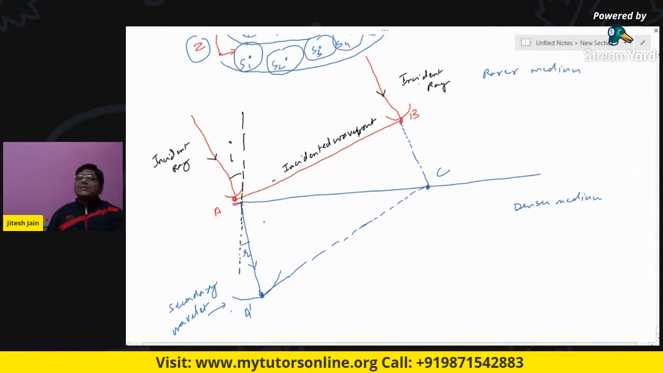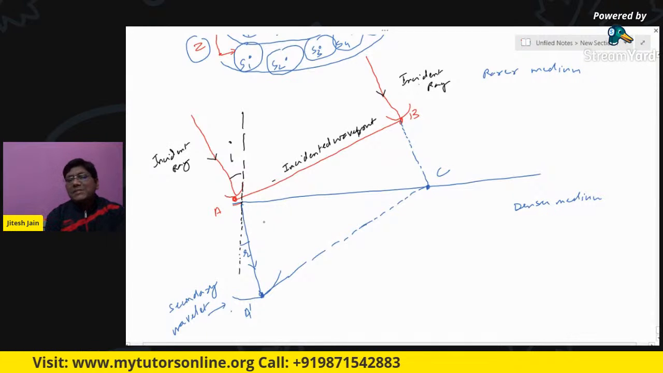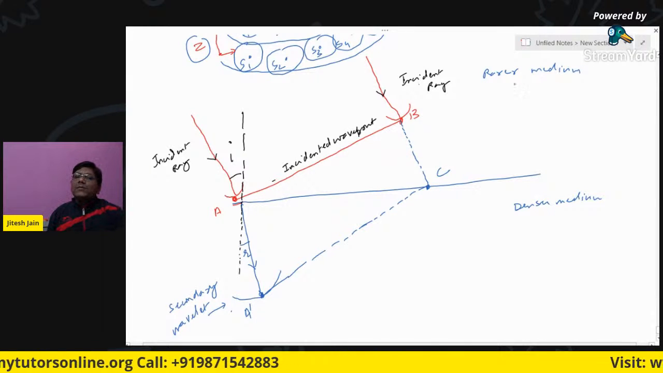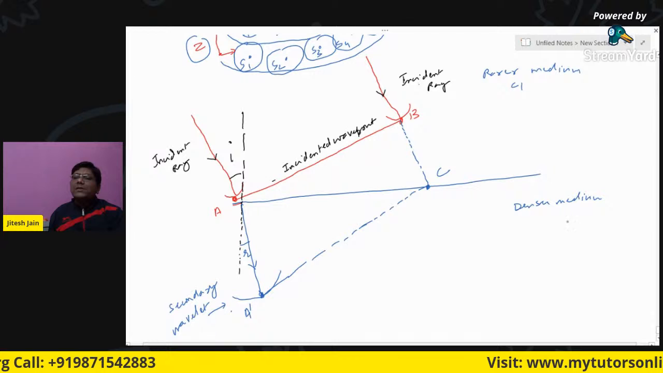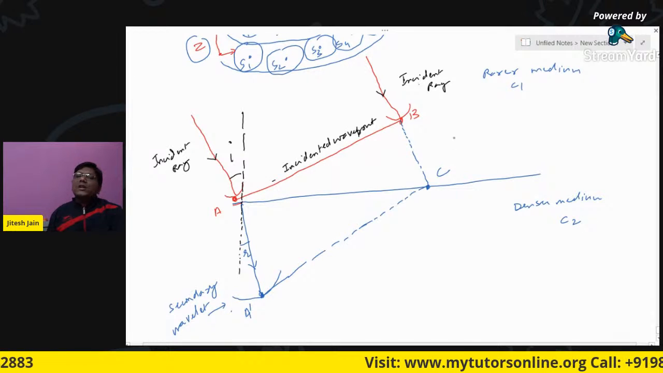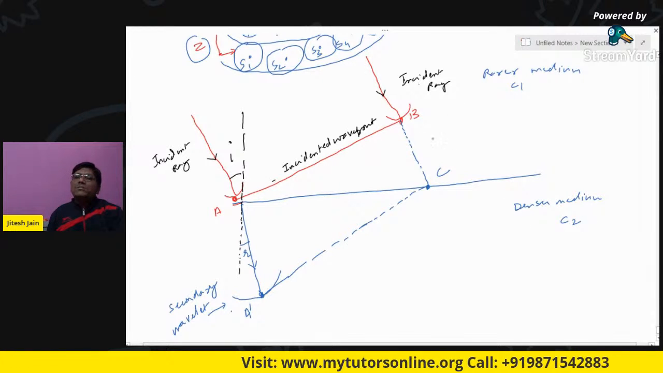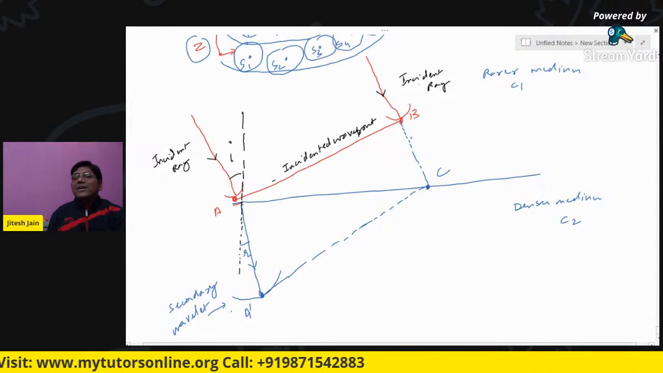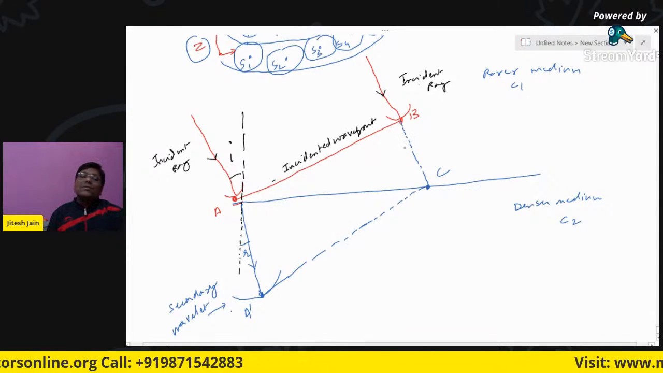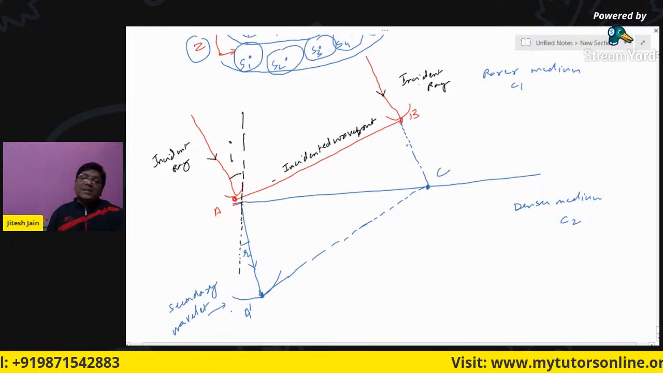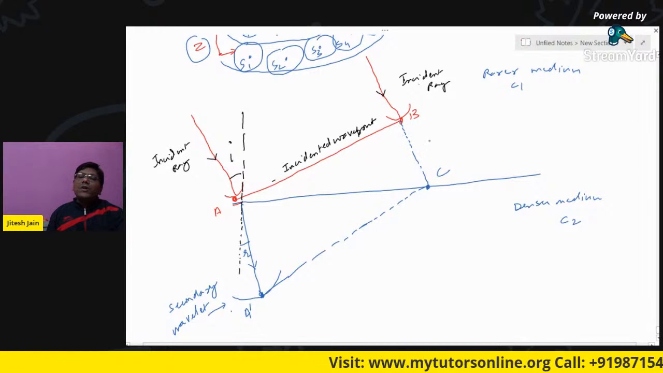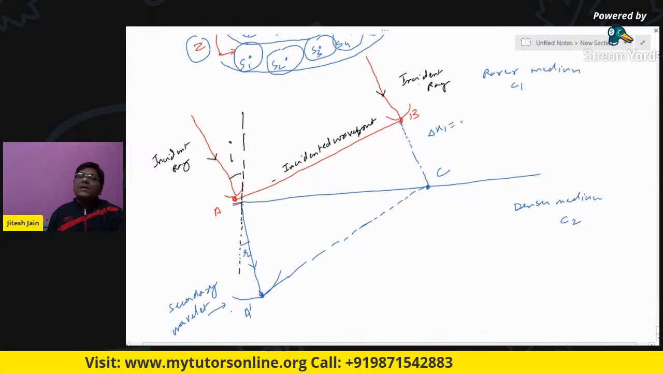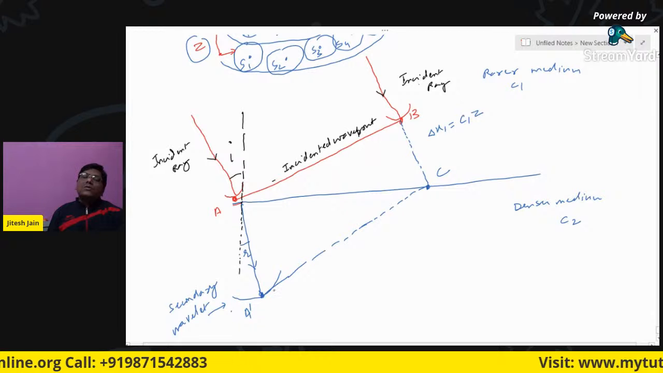So now let us apply the Huygens wave principle here. Suppose in the rarer medium the speed of light is c1, and in the denser medium the speed of light is c2. The time lag will be the same. That is the important point of the Huygens wave theory that we are going to apply here, and that will give us every result. So BC will be delta x1, the displacement in the rarer medium, which is c1 times tau. Tau is the time lag.